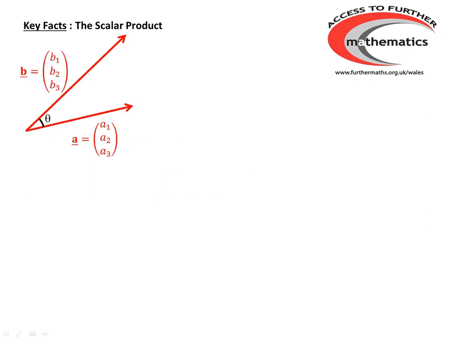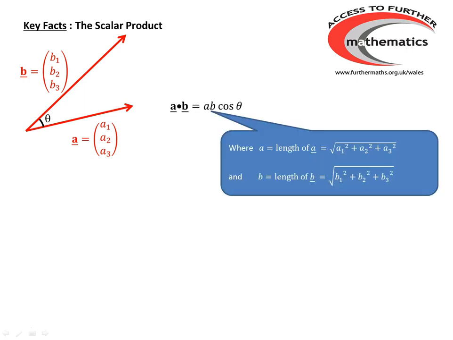Moving on to the scalar product. The scalar product of two vectors is usually written as a dot b. So we've got a dot b is the length of the first vector times the length of the second vector times the cosine of the angle between the two vectors.